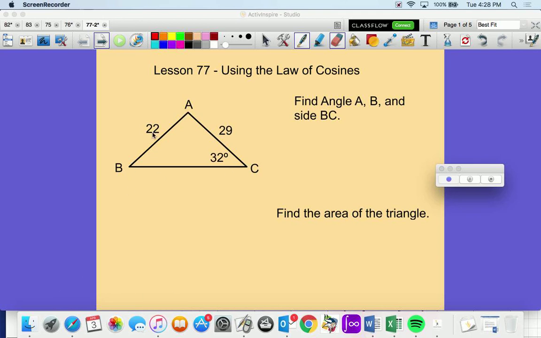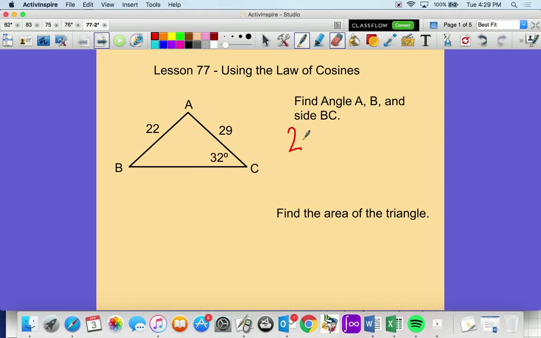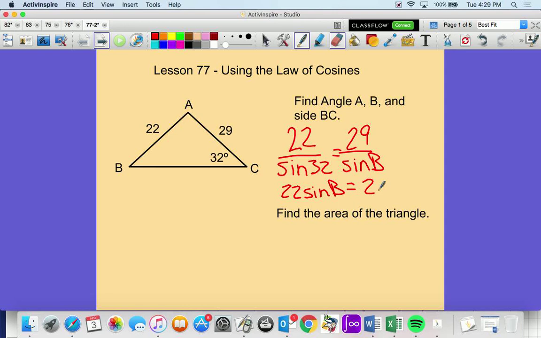Well, what I see first is I have a side and an angle that match up here, so it would be easiest to use the law of sines here. And remember what law of sines is: you put the side length over sine of the angle that it matches up with. Say we're going to use this 29 here and find angle B, so 29 over sine of B. To solve for B, remember we cross multiply, so 22 sine of B equals 29 sine of 32.